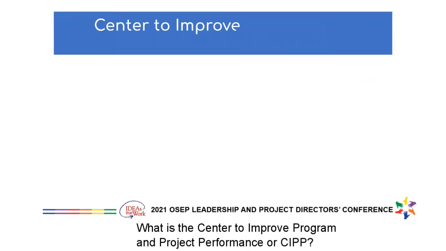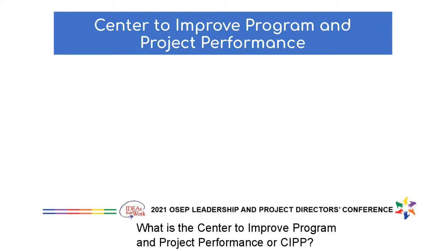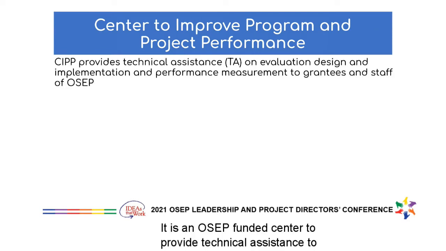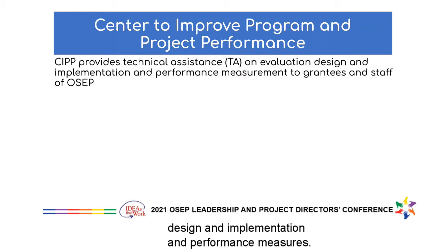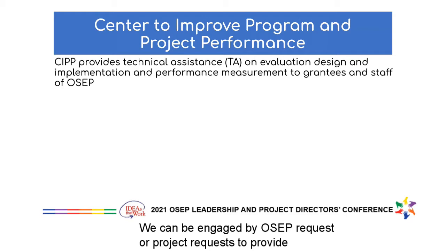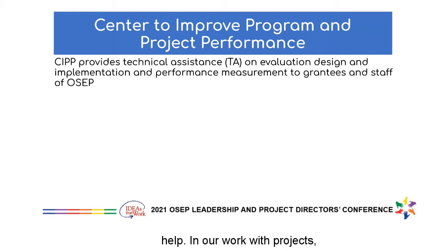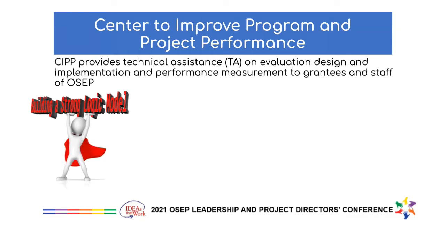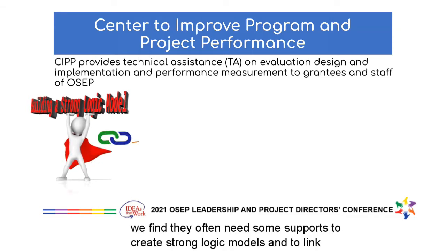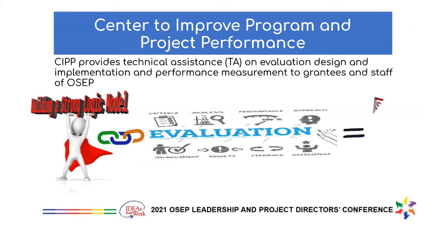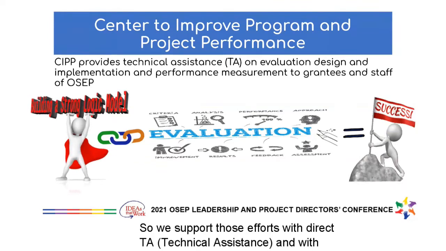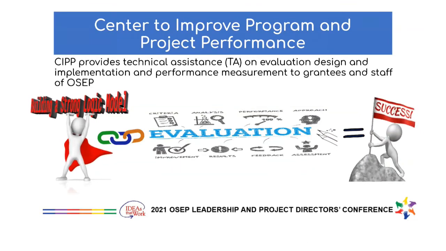What is the Center to Improve Program and Project Performance, or CIPP? It is an OSEP-funded center to provide technical assistance to OSEP and to OSEP grantees on evaluation design and implementation and performance measures. We can be engaged by OSEP request or project request to provide help. In our work with projects, we find they often need some supports to create strong logic models and to link their evaluation plan to their model. So we support those efforts with direct TA and with helpful tools and products.